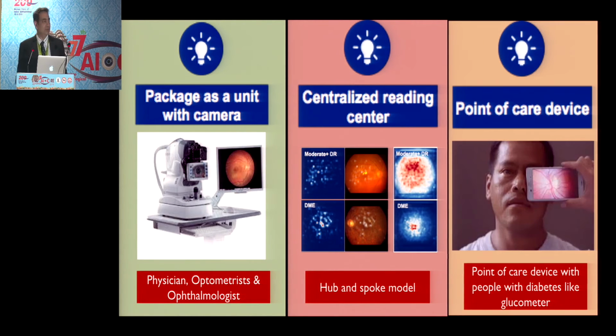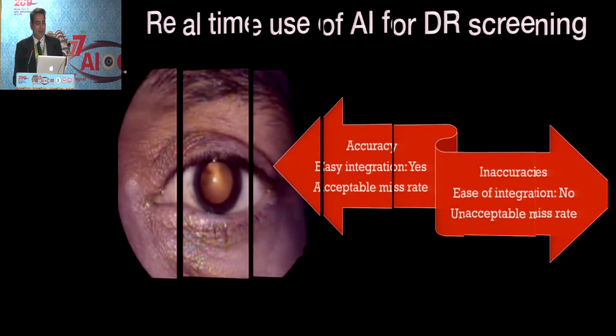Or ideally, which I feel is something we'll see in a couple of years, would be a point of care device, a hardware with which a patient himself takes the image, downloads the algorithm from Google Play, and gets a diagnosis of whether he needs a screening. That is patient-based screening. I think that's the future.